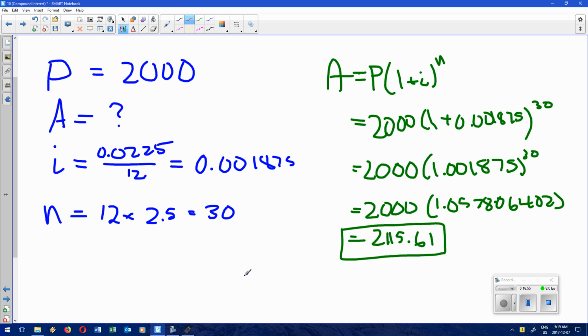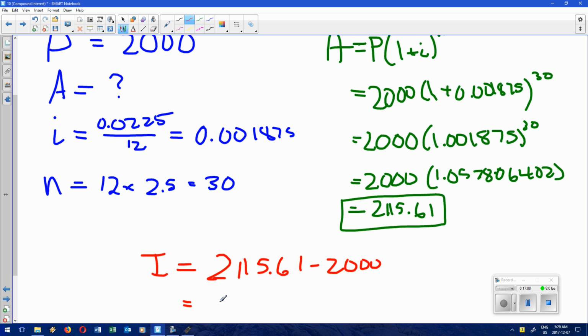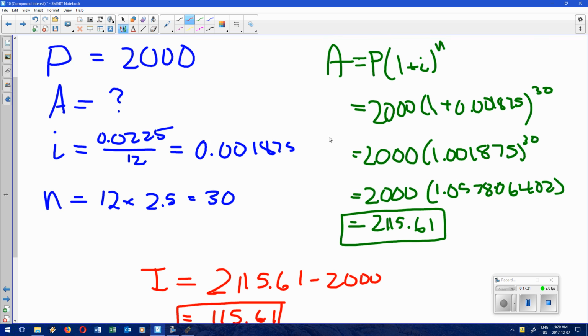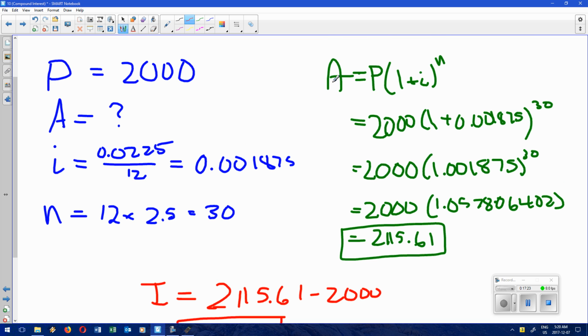It was asking me how much interest I earned. So for my interest, I'll just take my final total there, 2,115.61, and subtract the original $2,000. So that means I have $115.61. And that's how much interest we've earned in those 2.5 years. So yes, like the simple interest, it's formula work. It's just setting this up, plugging it in, and running it through.